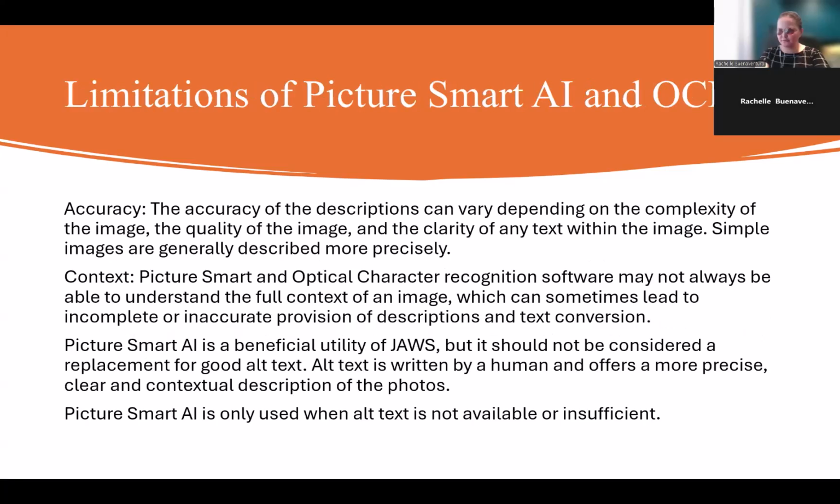Slide 23, limitations of pictures. Accuracy: the image context. Complex images with Picture Smart and optical character recognition can lead to incomplete or inaccurate descriptions. Picture Smart AI is a beneficial utility of JAWS, but it should not be considered a replacement for good alt text. Alt text is written by a human and offers a more precise, clear, and contextual description of the photos. Picture Smart AI is only used when there is no alt text. So slide 24, thoughts.